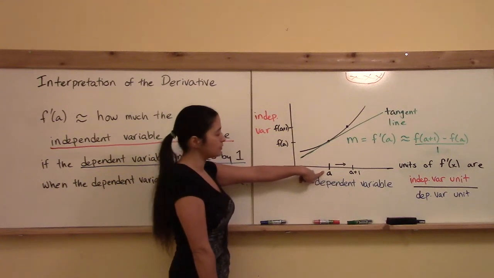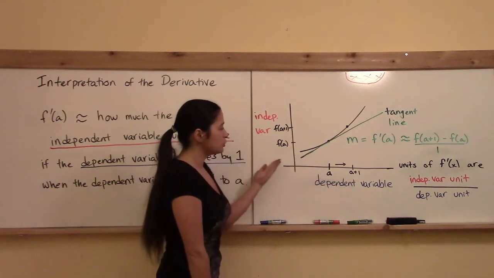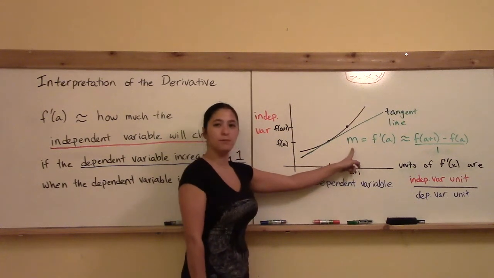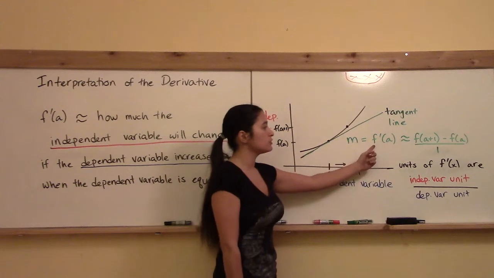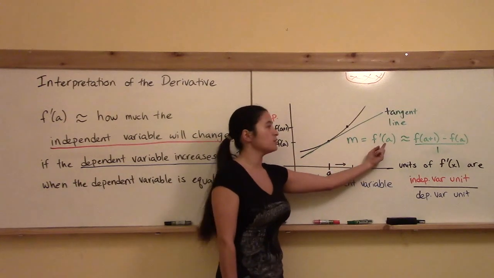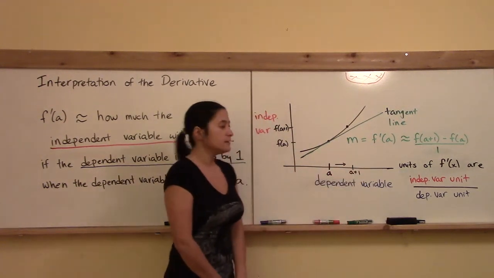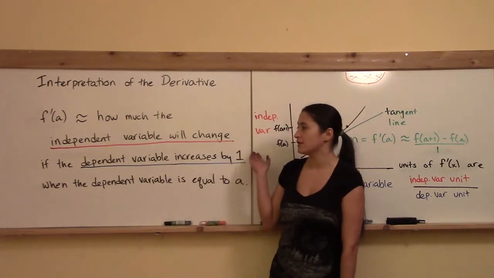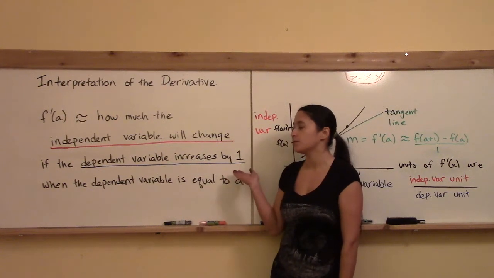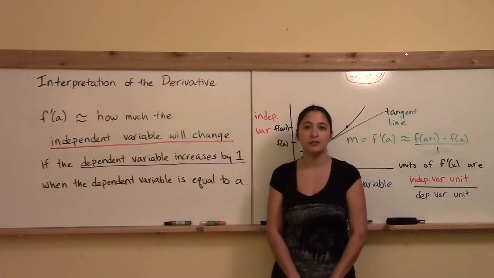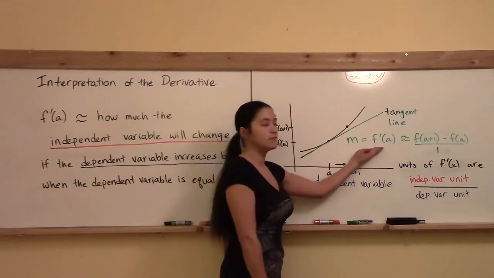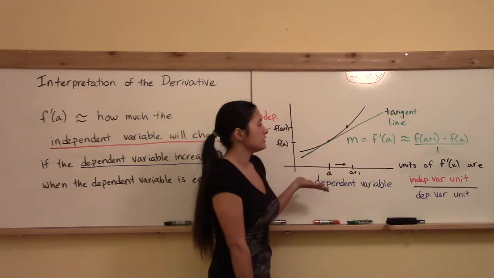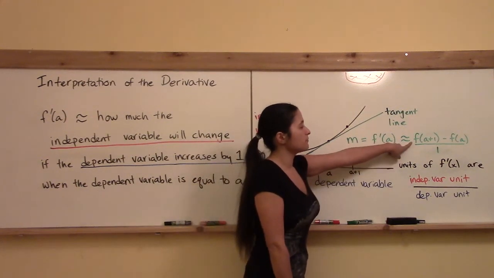This is the instant at which x is equal to a. If I was to draw this green tangent line right at that point and calculate the slope of that tangent line, that would be equal to the derivative of f of x evaluated at the point where x is equal to a. Okay? So when I say over here that this approximates how much the independent variable will change if the dependent variable increases by 1, I'm talking about the concept of the derivative being the value of the slope of a tangent line.